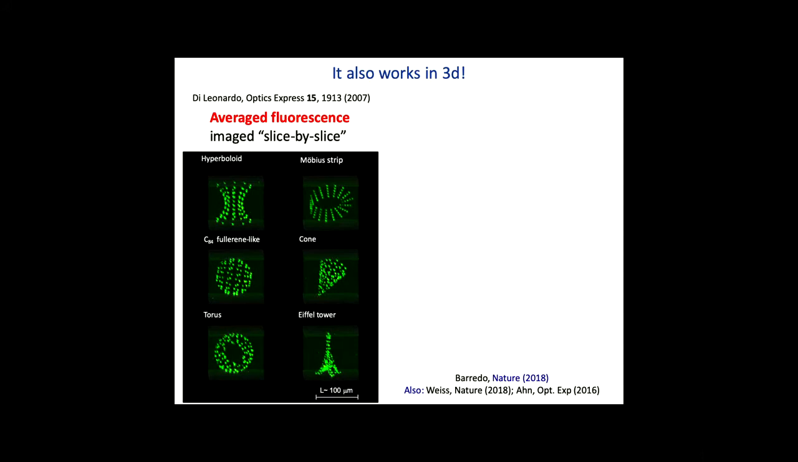So we can do it in 3D. I'm not going to explain to you how you do it. These are average images, so not individual. Those are individual atoms, but averaged, because if you do not average the fluorescence, half of these sites would be empty. So that's important. So you can have this interesting pattern. Some are kind of useful to study topology. So you can create Möbius strips, for example, cones. The Eiffel Tower is useless, but nice to put on a website.